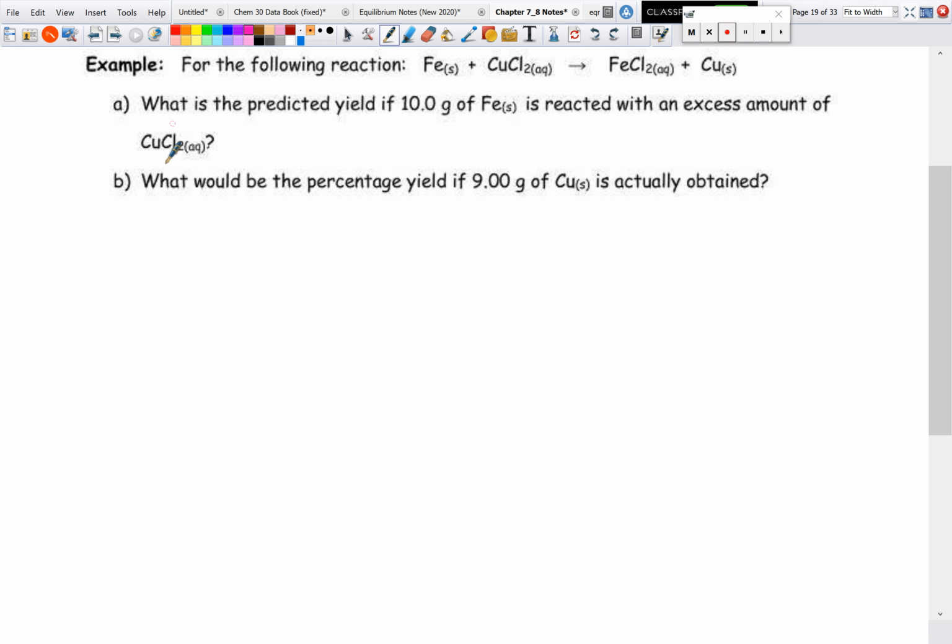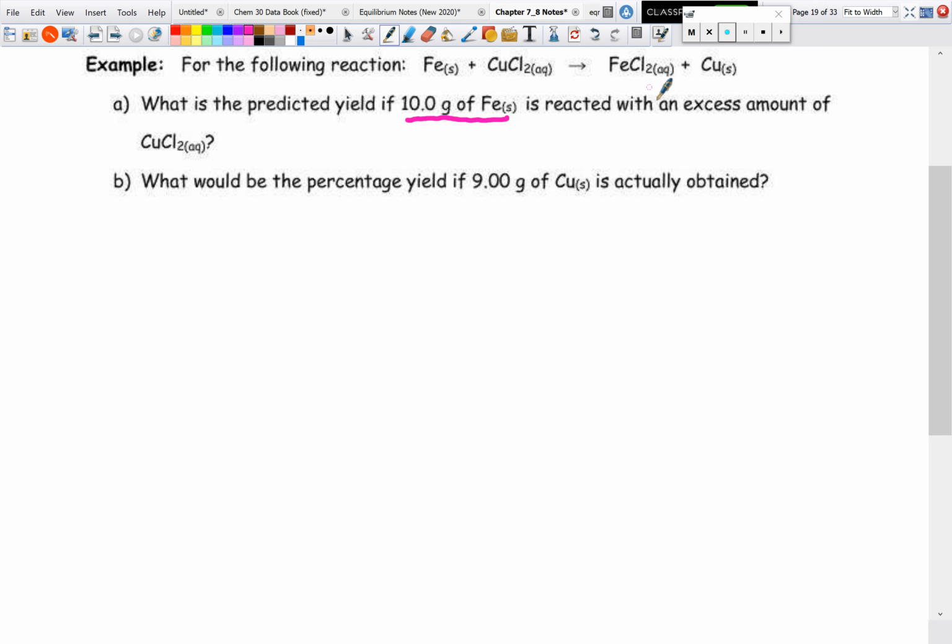So we have part A and part B. For the following reaction, we have a single replacement reaction between iron and copper(II) chloride to produce iron(II) chloride and copper solid. So for part A, it says, what is the predicted yield if 10 grams of iron reacts with excess copper(II) chloride? Because we're looking at our products here, we see this is aqueous.